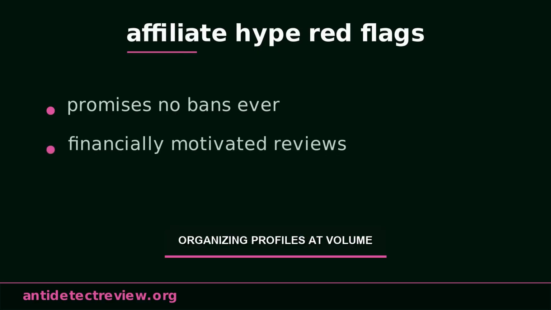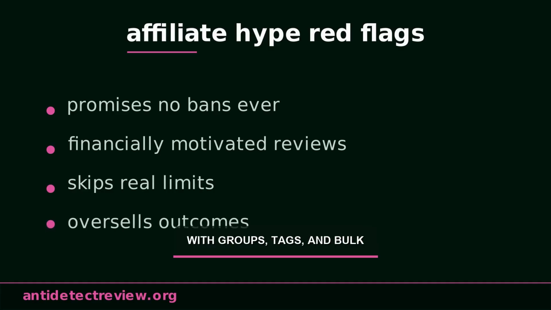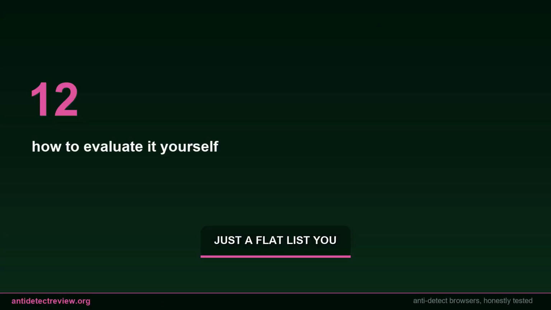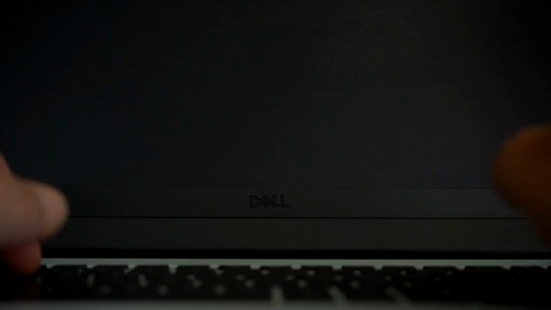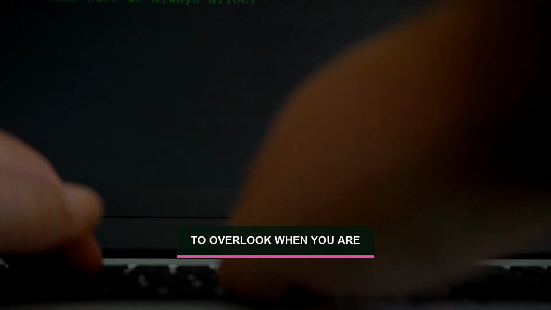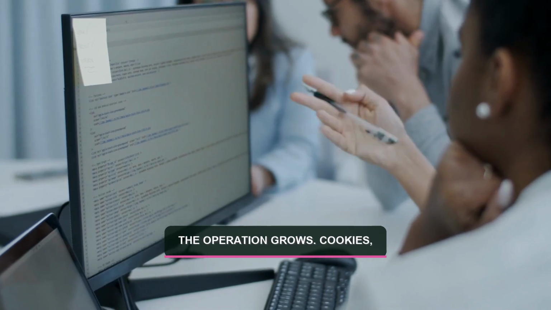Organizing profiles at volume. One thing worth judging even from the free plan is how a tool organizes profiles, because that is what you live in once you scale. And AdsPower leans into this with groups, tags, and bulk actions, so 100 profiles are not just a flat list you scroll forever. On the free plan, you only have a few profiles, so you cannot feel the full weight of this, but you can see the structure and decide whether the way it organizes things matches how your brain works. The management layer is easy to overlook when you are evaluating a browser, and it is often what you actually spend your day inside once the operation grows.